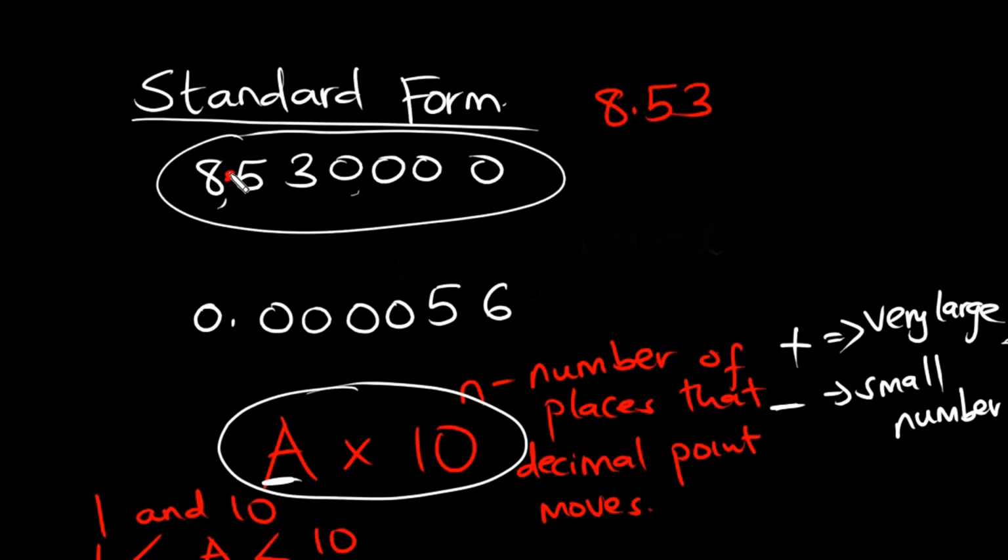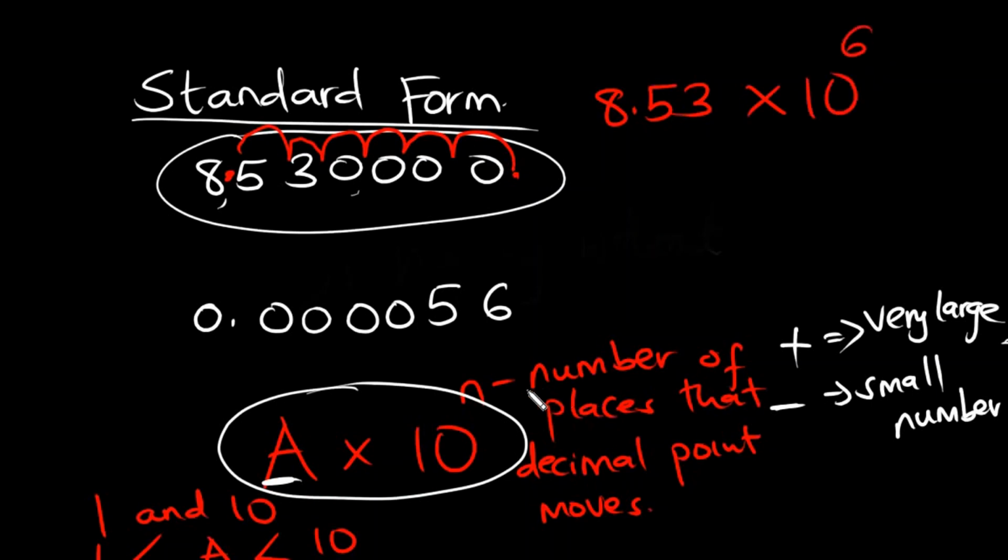So before, or initially, where was the decimal point? Now for any whole number, the decimal point is always at the end. Yeah, here. For any whole number. So the decimal point was here. So it moved 1, 2, 3, 4, 5, 6 places.